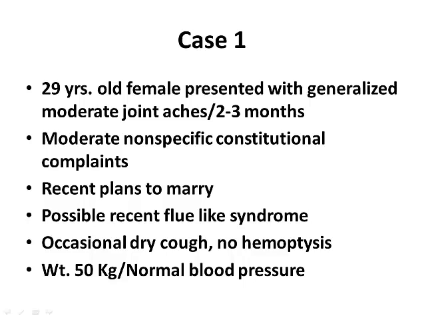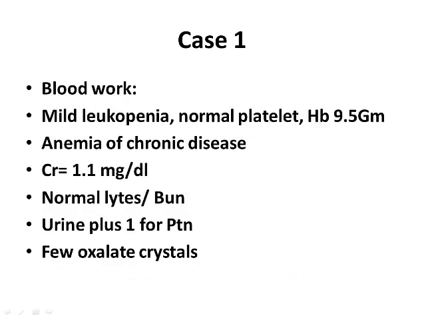Possible recent flu-like syndrome, a little bit of occasional dry cough, no hemoptysis. She's a little bit on the low side, 50 kg, but the blood pressure is just fine. So the blood work, the important ones: mild leukopenia, normal platelets, she's anemic, anemia of chronic disease. So by definition, we did the workup for that. Creatinine is 1.1 milligram. If you wish to translate it, you multiply by 87 micromole per liter, so it would be about 100. So a little bit on the high side according to the new methods. I don't know which old method you use, I think here it is up to 1.2, but 1.1 would be high.